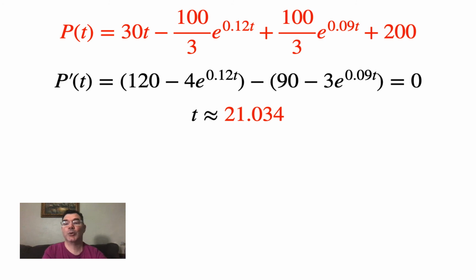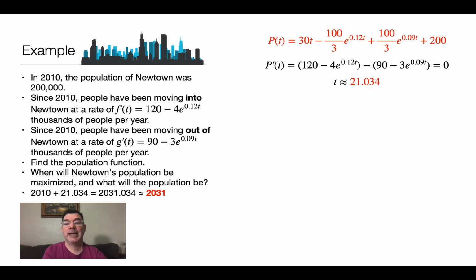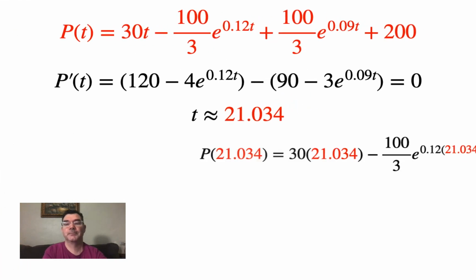All right, and so when I do that, I can use technology to do that. I can do it by hand, but I would get an answer of 21.034. So that is the time when population will be maximized. And since 0 represents the year 2010, then t equals 21.034 would be 21.034 years later, which is the year 2031.